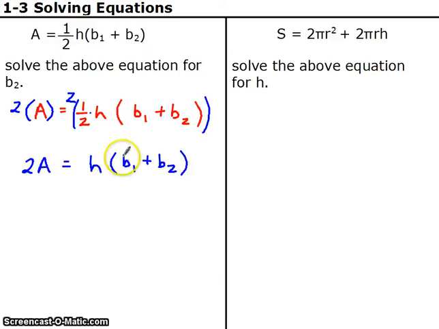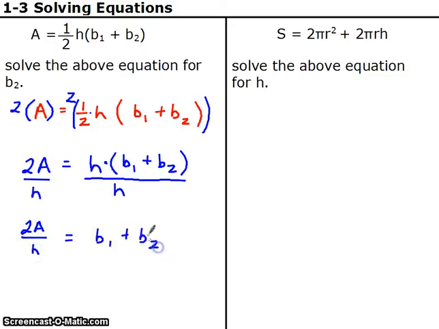Okay, again, still don't want to distribute. That's going to be adding more stuff in there that we'll have to get rid of. We don't want to have to do that. Okay, so h is being multiplied by the parentheses. So this time, since it's not a fraction, we can just divide by h. Okay, so we've got 2a over h equals b1 plus b2. No need for the parentheses anymore because there's nothing outside to multiply by them.